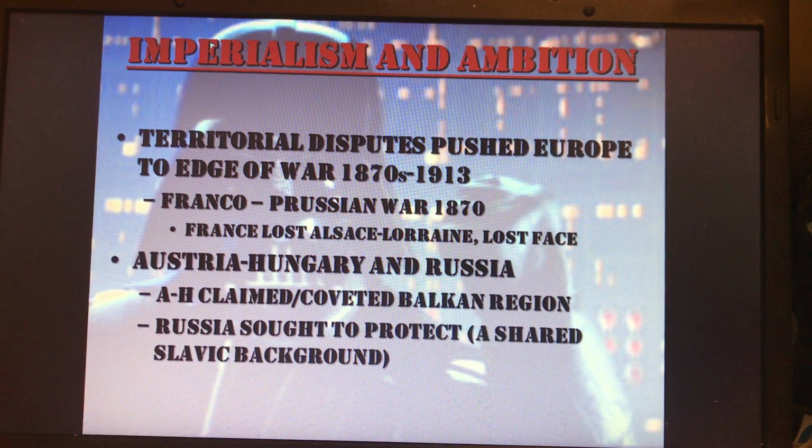They also lost a significant amount of face in the lost conflict. Now, Austria-Hungary and Russia both claimed the territory, and also claimed to protect the Balkan region. So this is Serbia, Romania, Bulgaria, southern portions of Austria-Hungary. This is the Balkan region. Austria-Hungary claimed most, if not all of it. Russia also claimed parts of it. So you had some boiling beneath the surface conflict between Austria-Hungary and Russia. Again, all down to territorial claims and disputes.